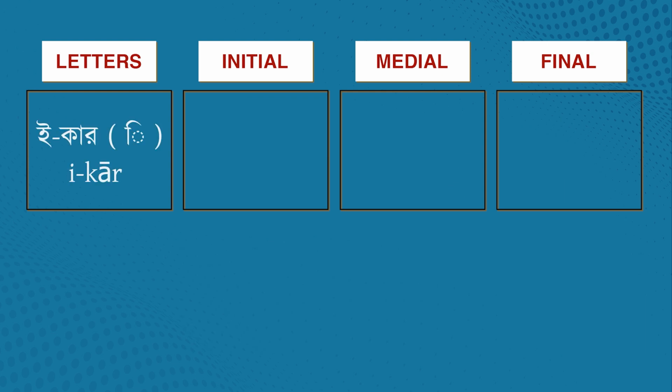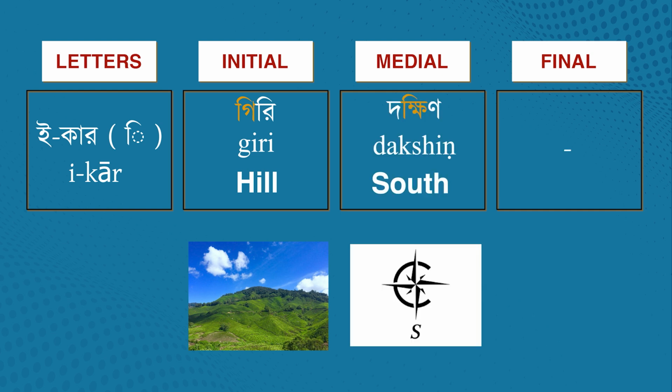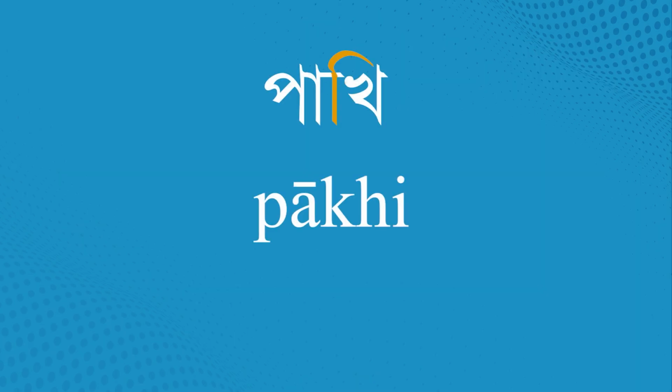Next we have also its diacritic form, Ikar. In initial position, it can occur in Giri, which means heel. In medial position, it can occur in Dokhin, which means south. In final position, Roshoikar. Now, let's take a word, Pakhi, which means bird. Note that the vowel sound of Roshoi is pronounced at the final position, but according to the Bangla orthography system, the Roshoikar always sits at the left side of the consonant. So, it can never occur at the final position of any Bangla words.